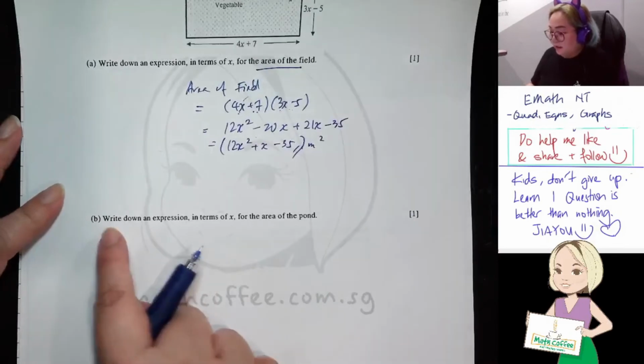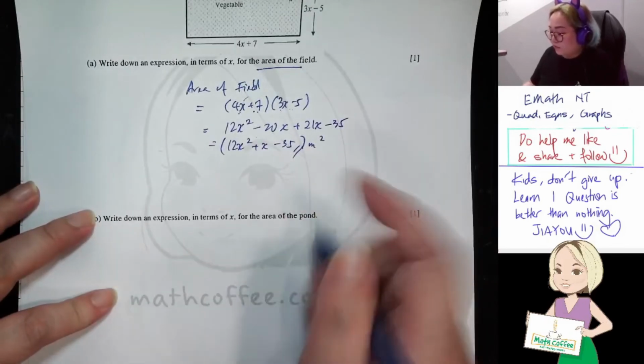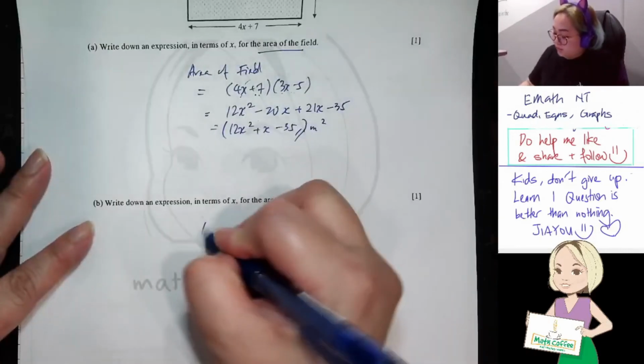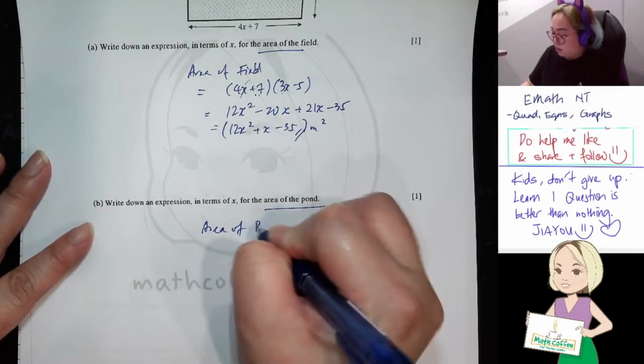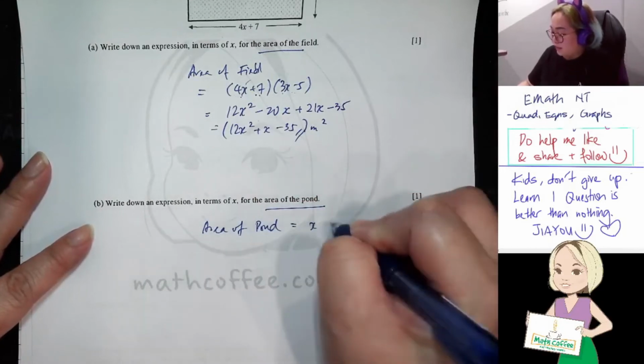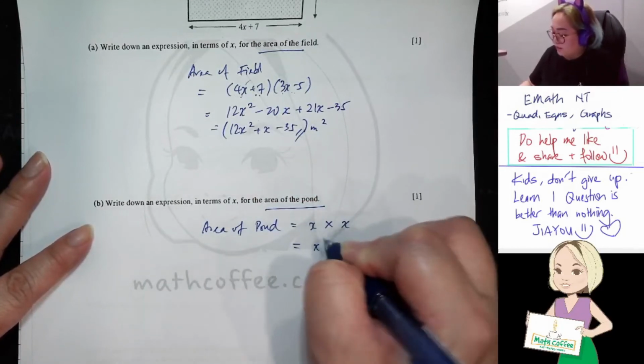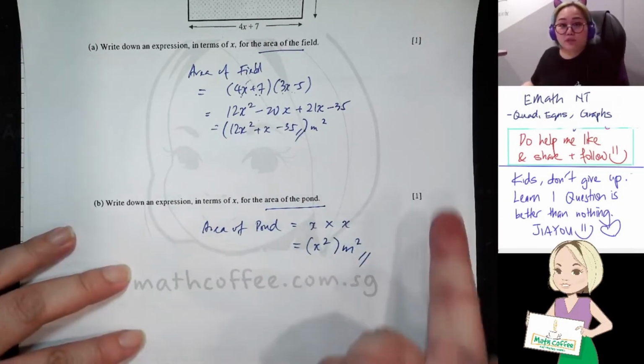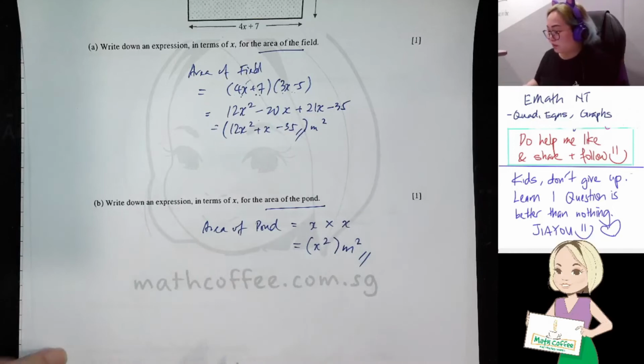Next, they say write down the expression in terms of x for the area of the pond. The pond is a square, so it's simply x times x. So you say the area of the pond is equal to x multiplied by x, which gives us x squared. So that's the area of the pond. It's just 1 mark, so no need to write so much.